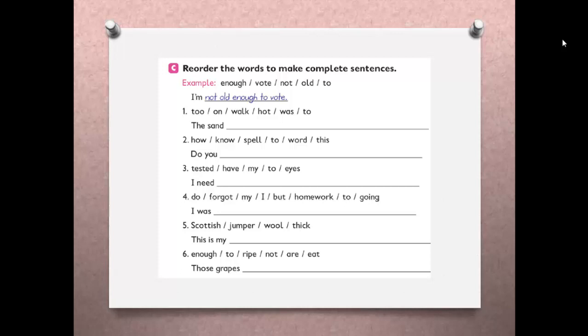Number 4. Do, forgot, my, I, but, homework, to, and going. I was going to do my homework, but I forgot. Number 5. Scottish, jumper, wool, thick. This is my thick Scottish wool jumper. What about number 6? We have enough, to, ripe, not, are, eat. Those grapes aren't ripe enough to eat.